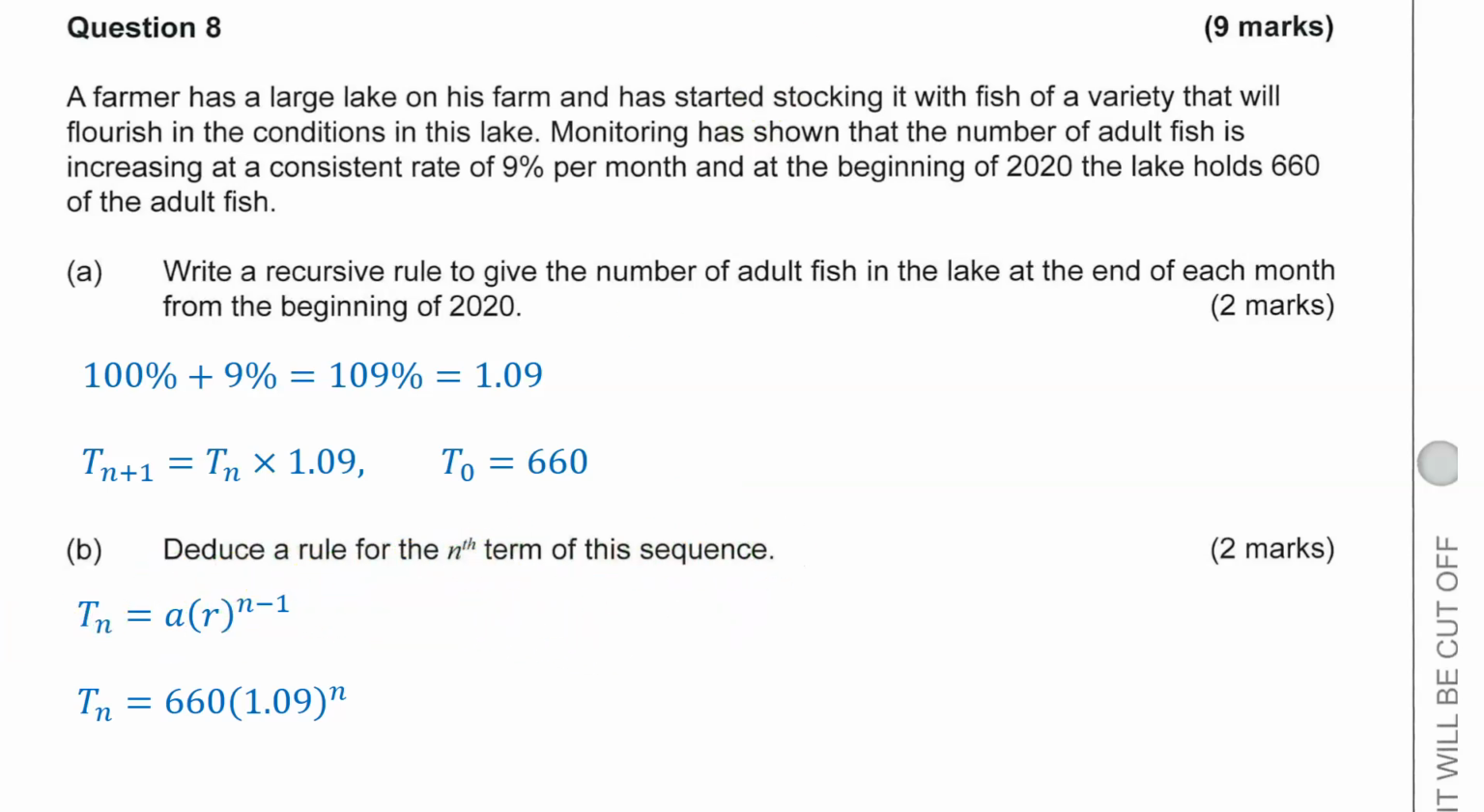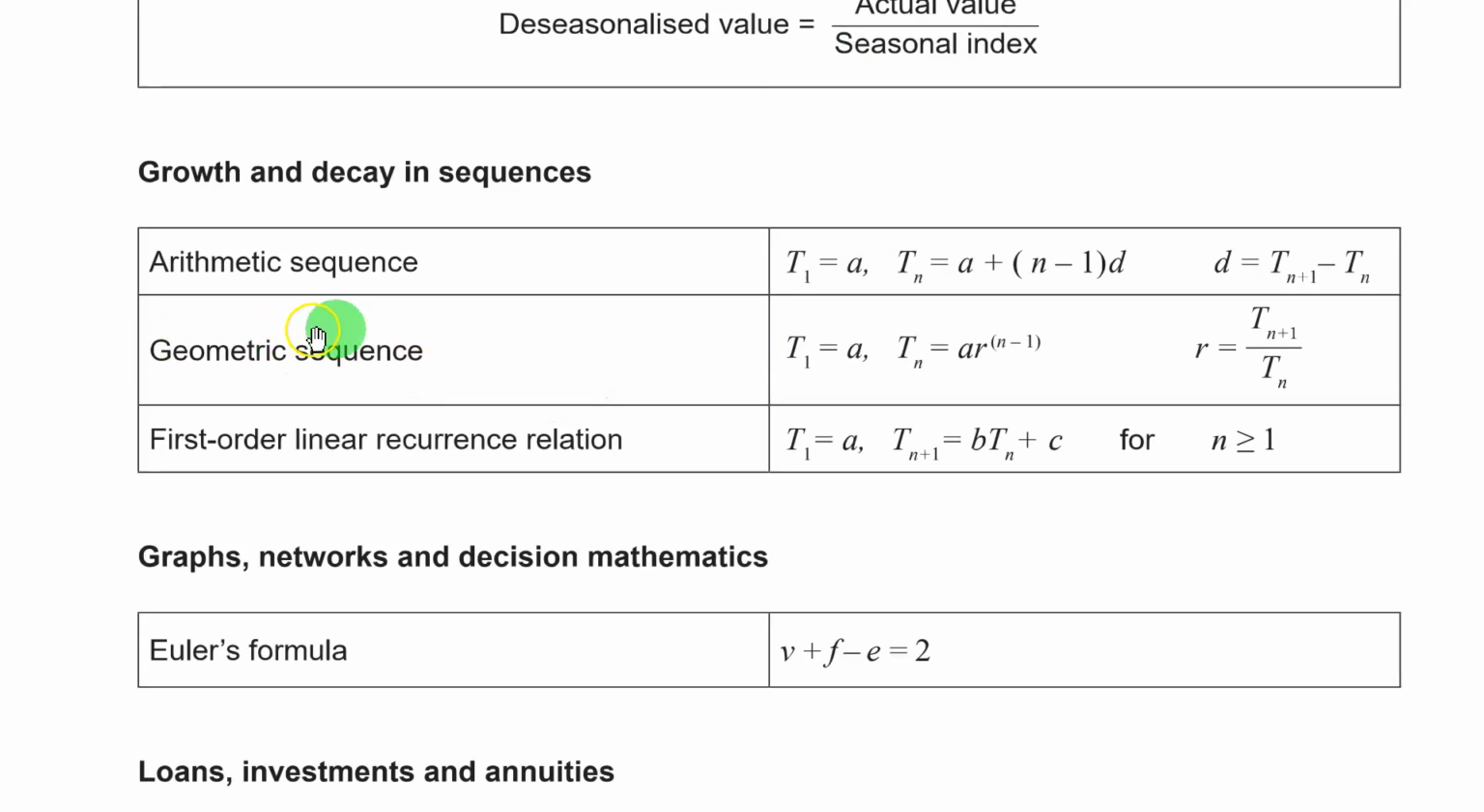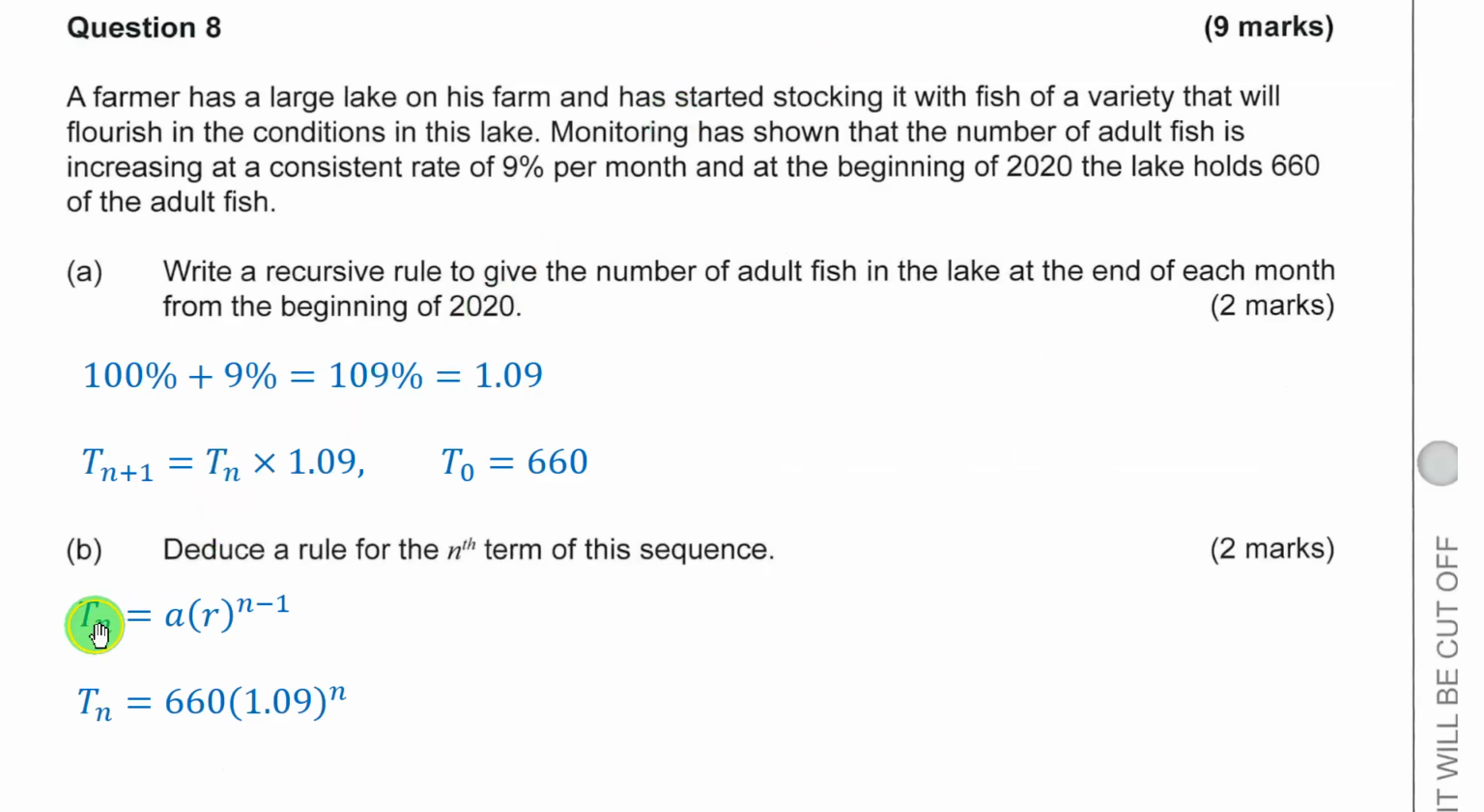Then deduce a rule for the nth term of the sequence. Here it is. Don't forget on the formula sheet, geometric sequence. Here we go. Tn is AR to the n minus 1. So here's a copy of the formula. The only thing we've got to remember is when our sequence starts from term 0, we don't need the minus 1 in the formula. So this is a very quick 2 marks.